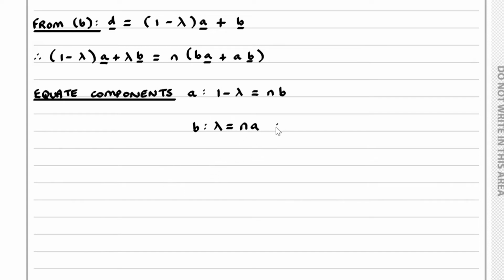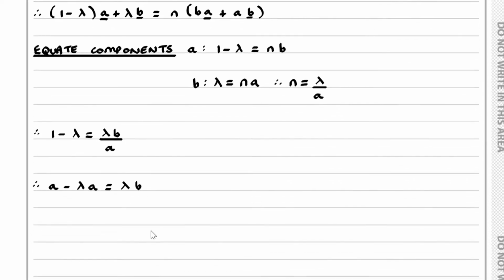And from this, I can see that n is equal to lambda over a. And knowing what n is, I can replace the n here with lambda over a. So I've got 1 minus lambda equals lambda b over a. And if I multiply through by a, a minus lambda a is equal to lambda b. And we can find out what lambda is.